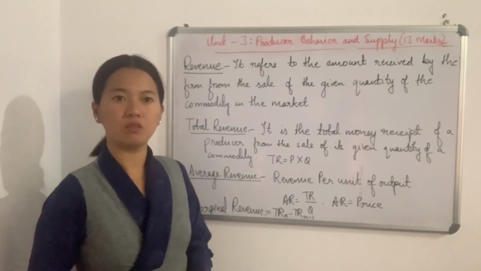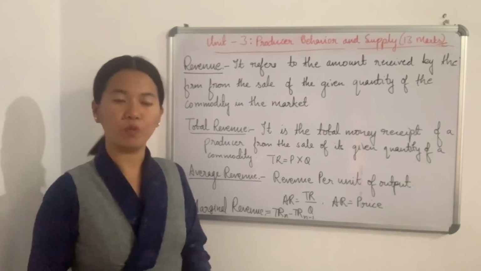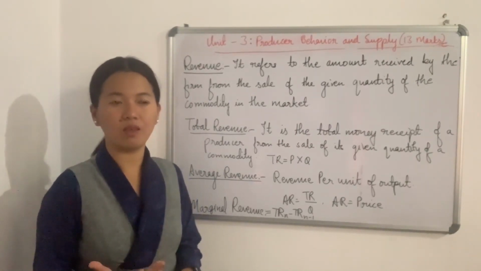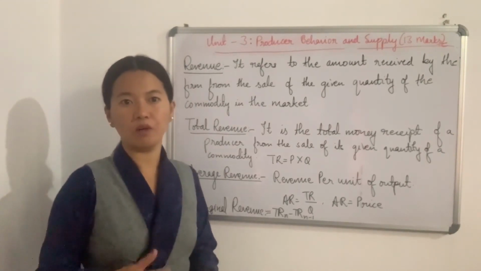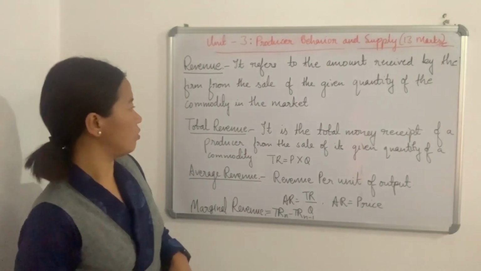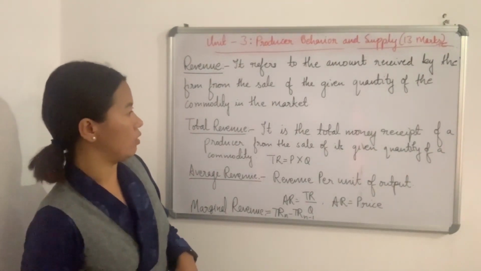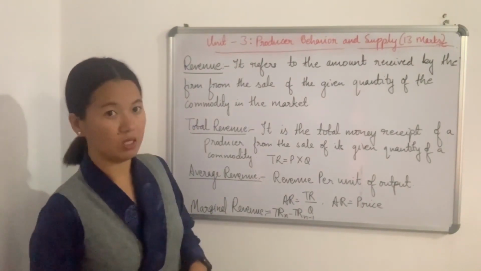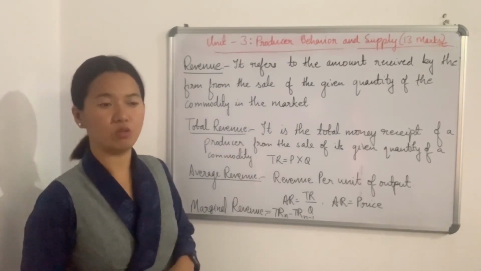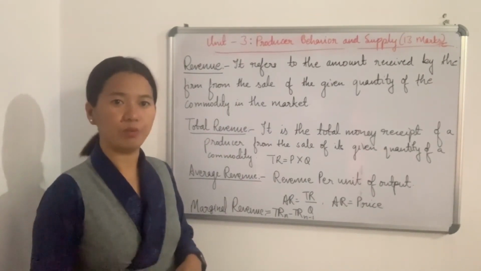The revenue refers to the amount of money a producer or a firm gets in return when they try to sell a given quantity in the market. That amount of money is termed as revenue. And the total revenue is the total money received by a producer from the sale of its given quantity of a commodity. It is almost the same, but total revenue refers to the total amount of money from selling the total quantity of a product.